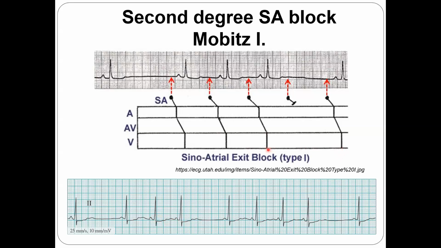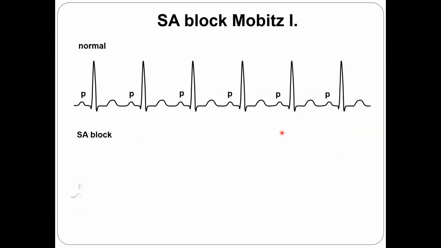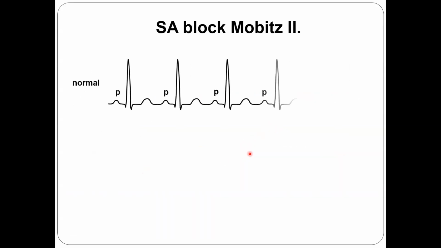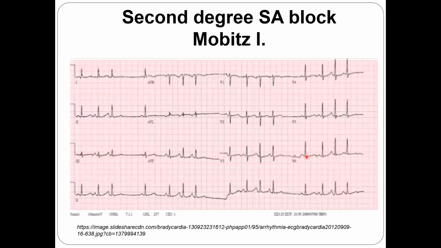If this distance is shorter than the last PP interval, it means Mobitz type 1. If the distances are equal, that's called Mobitz type 2. Do not worry, because I do not think that during the midterm you will face this kind of ECG. It's not easy to diagnose. You have to have good practice to diagnose this one. Okay, and you watch the movie, so you don't need to watch it right here.